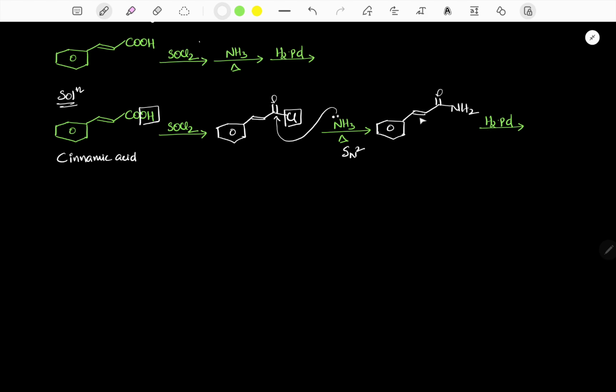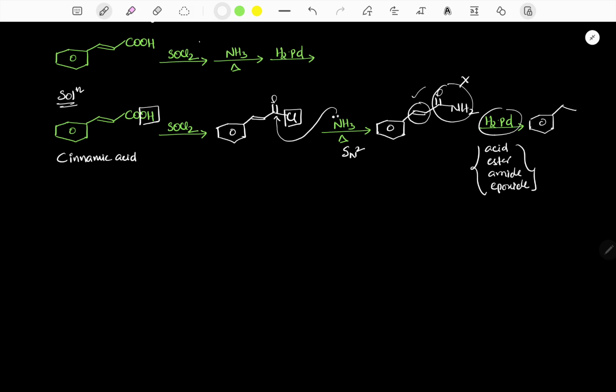When carboxylic amide and alkene are treated with H2/Pd, we know that H2/Pd does not reduce acid, ester, amide, and epoxide. So these four functional groups cannot be reduced by H2/Pd. So only the alkene part undergoes reduction, and the amide part does not. Therefore, this is our corresponding product, our amide.